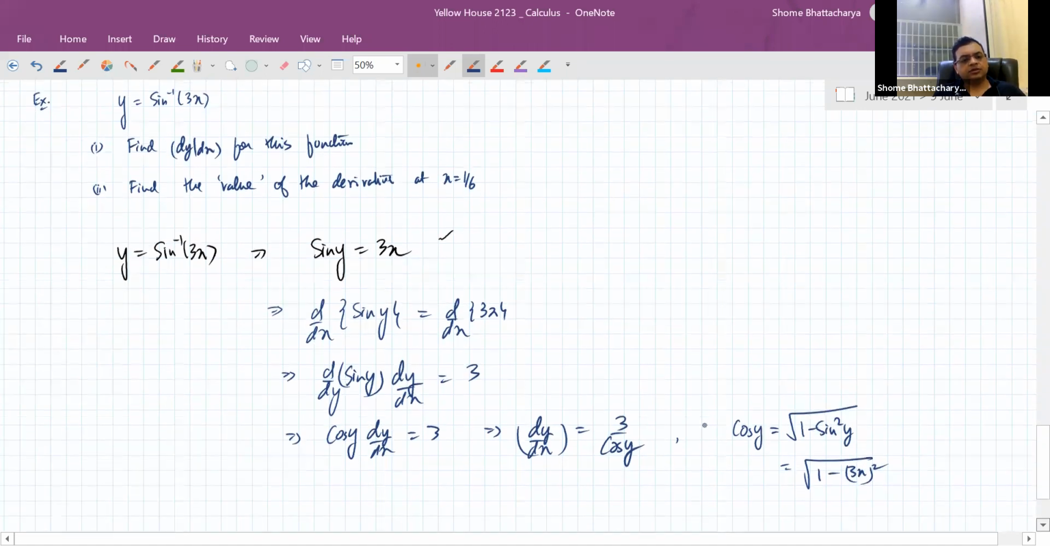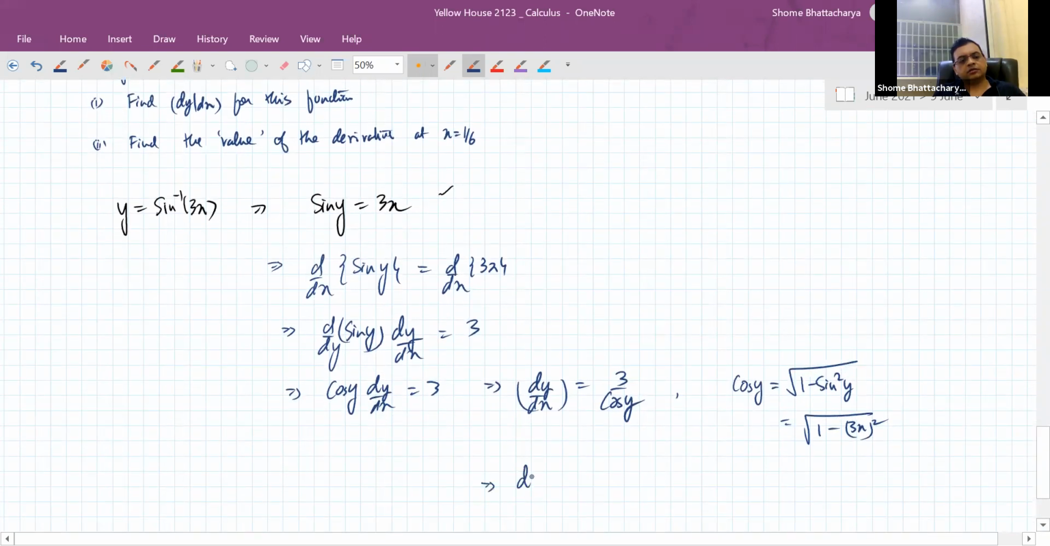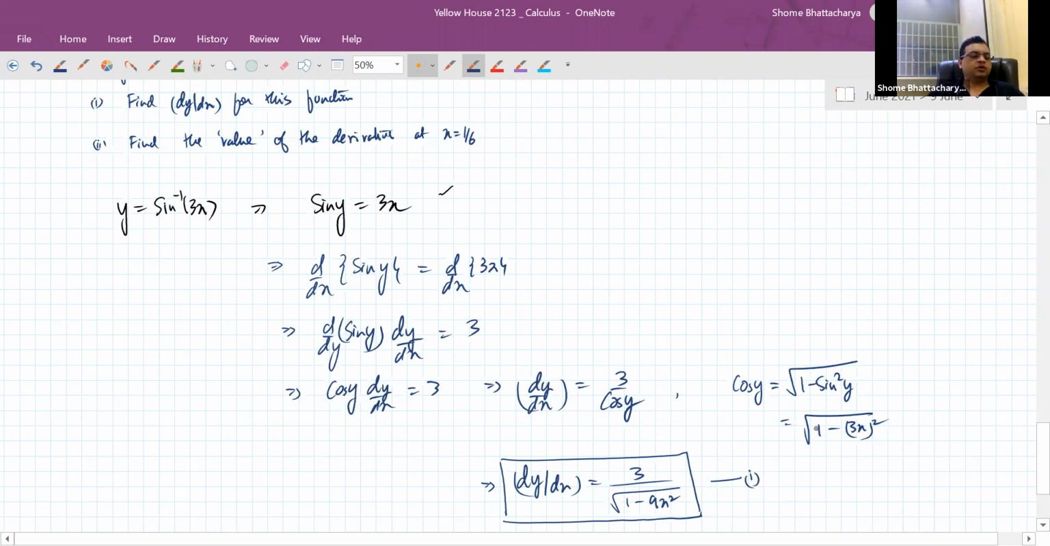So now substituting this, see that dy by dx is becoming 3 upon square root of 1 minus 9x square. So this is the answer to the first part. The derivative of the function is equal to this value, 3 upon square root of 1 minus 9x square. Now we want to find the value of the derivative, that is, the value of this expression for x equal to 1 by 6. Just substitute x equal to 1 by 6 in that, and you'll get a numerical value of the derivative. That will be the slope of the tangent at the point x equal to 1 by 6.